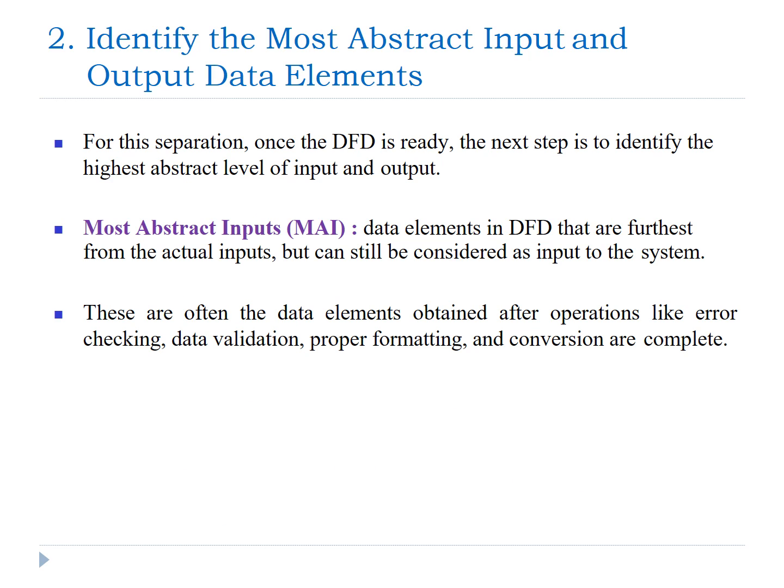For this separation, once the DFD is ready, the next step is to identify the highest abstract level of input and output. Most abstract input, or MAI, what is this? These are the data elements in the DFD that are furthest from the actual inputs but can still be considered as input to the system. These are often the data elements obtained after operations like error checking, data validation, proper formatting, and conversion are completed.